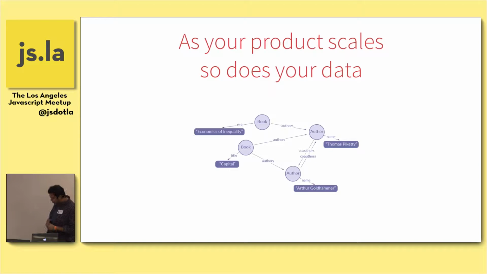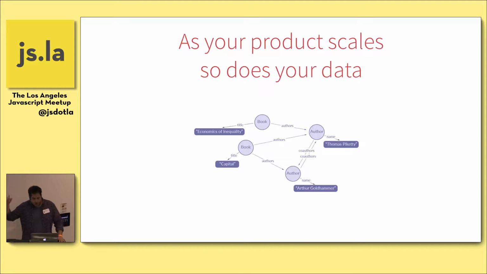As your product scales, all your data is going to scale. The relationships between those pieces of data are going to get complex. The product manager is going to say, what if this? And you're going to be like, oh yeah, we could probably do that. Let's just add another connection here or there. So you can really express your application in a graph of data, right?